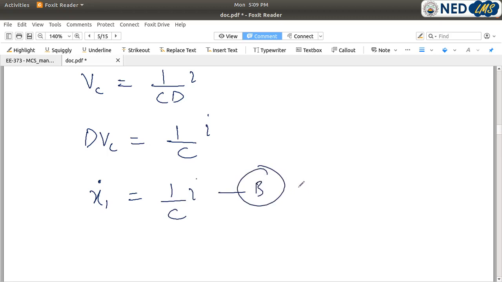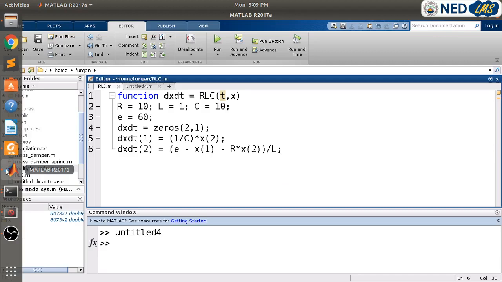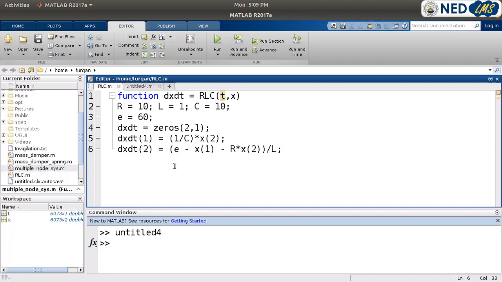Now writing a Matlab script to solve these state equations. Here I have created a function just like we created in the previous lab session. I named this function RLC. The input is time and x, and the output of this function is dx dt. The assumed values for R, L, C and the applied voltage are here.